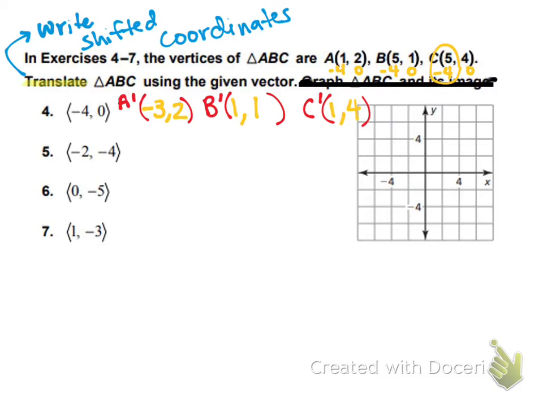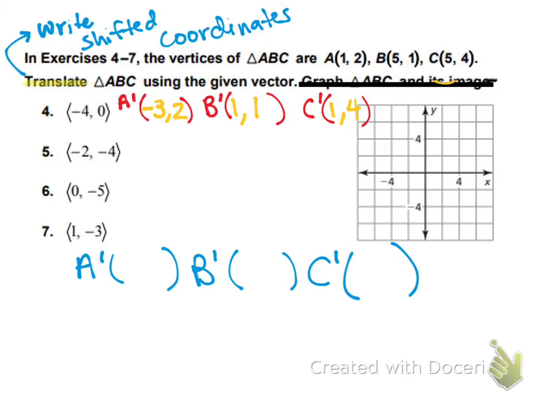We're going to skip down to number 7, just to save on some time. We're still going to find A prime, B prime, and C prime of the original points. So what am I going to do to all the x's? Add 1, and all the y's I'm going to subtract 3. So A prime, 1 plus 1 is 2, and then 2 minus 3, negative 1. B prime, 5 plus 1 is 6. And then 1 minus 3, negative 2. And then C prime, 5 plus 1, 6. And then 4 minus 3, 1.